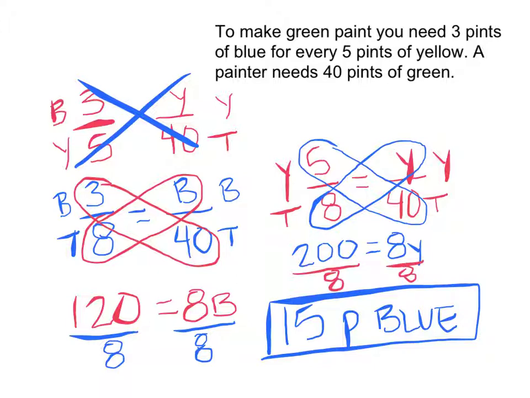So 200 divided by 8 will get us our yellow. We need 25 pints of yellow. Ran out of space, so I didn't actually write out yellow. Now, you could have done this another way too. You knew you had 40 pints and 15 of them were blue. How much is left over for yellow? But I wanted to give you guys another chance to apply cross multiplication to a problem, which is why it looks like it did.